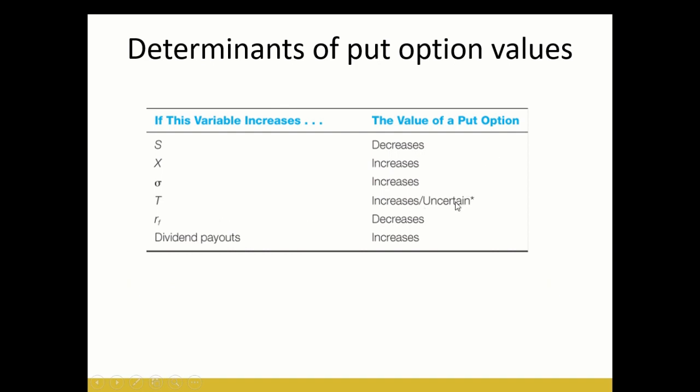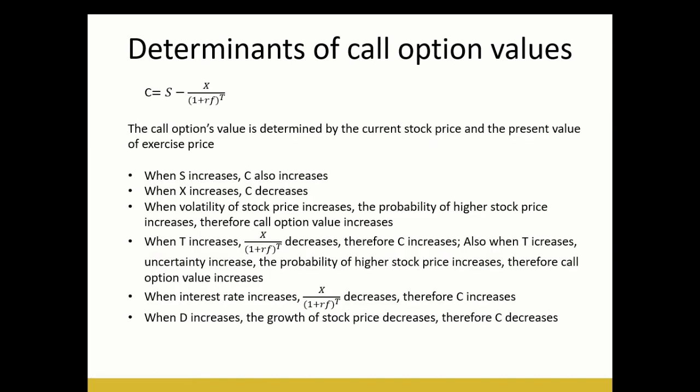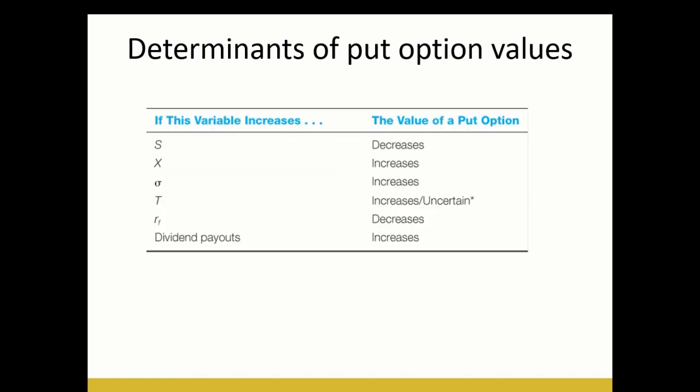So if we go back to this slide, if you say the value of a put option is uncertain, of course that is correct. But usually we think the effect from the uncertainty outweighs the effect of X over (1 plus RF) to the power of T. So if you say that as T increases, the value of a put option increases, this is also correct.